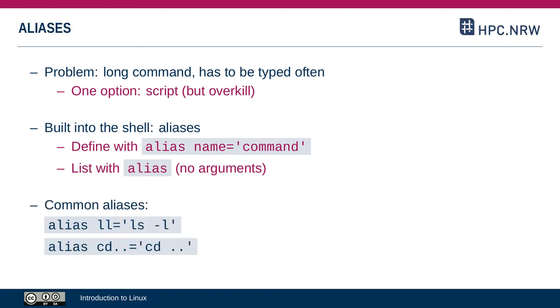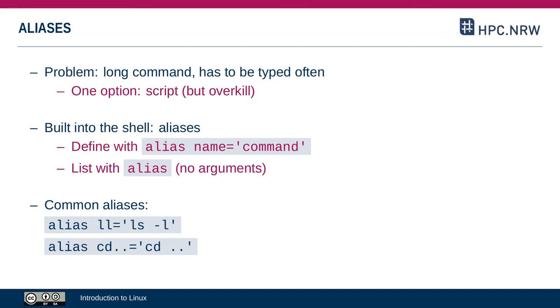We've already seen two very commonly used aliases in this course. One is ll for ls minus l, and one is cd.. for cd dot dot with a space in between. Both of those, like I said before, are usually defined for you by Linux. If you happen to have a Linux distribution that does not have that, you can add them manually. You define an alias by simply typing the command in the console. The alias will persist until you disconnect from the cluster.